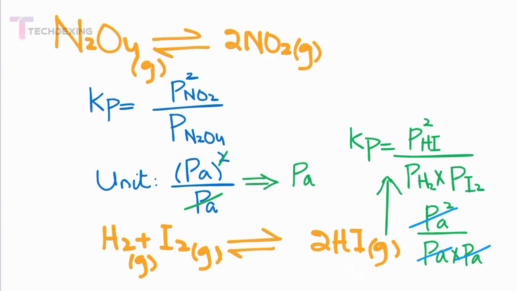In the same way, just as we discussed for the Kc, that Kc may or may not have units depending upon the number of moles of reactants and products, the gas phase equilibria involving an equal number of moles on both sides of the equation would not have any unit for their Kp. Got it? Yes. Okay, very good.